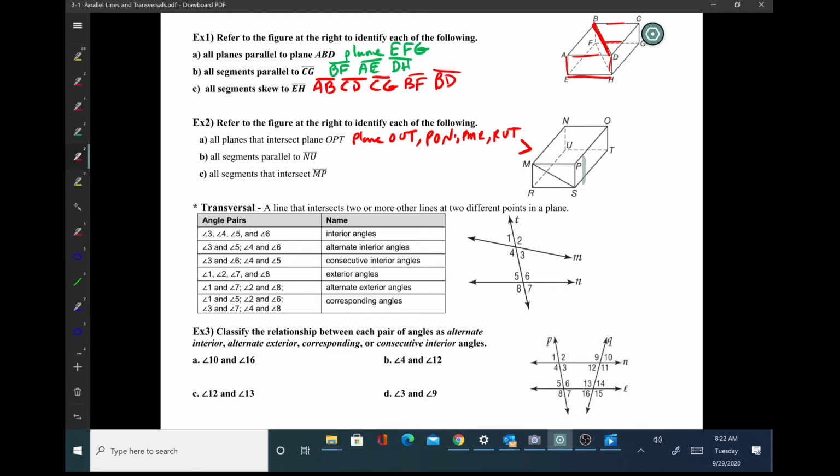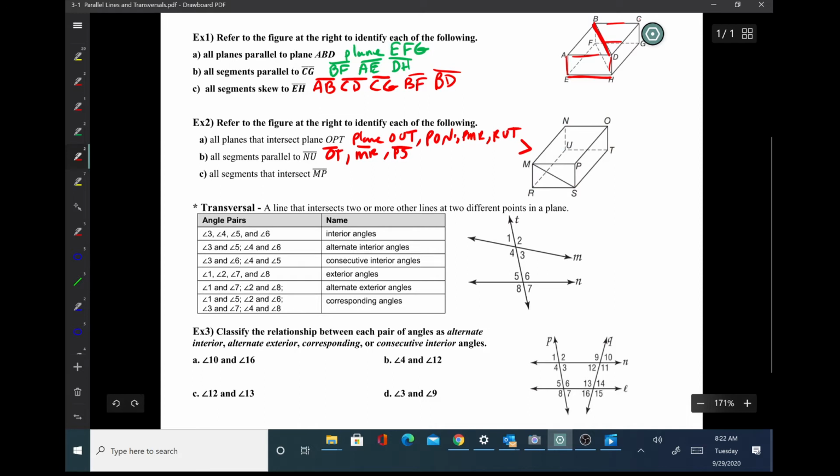All right, parallel to NU. Okay, that's easy. One, this one, OT. This one, MR. This one, PS. Any other ones parallel to that in U? I don't think so. I think that's all of them.